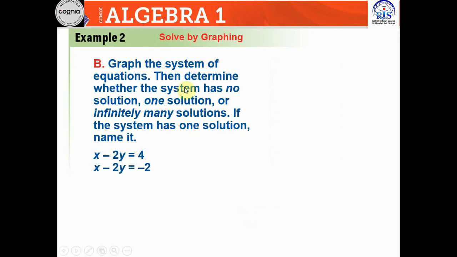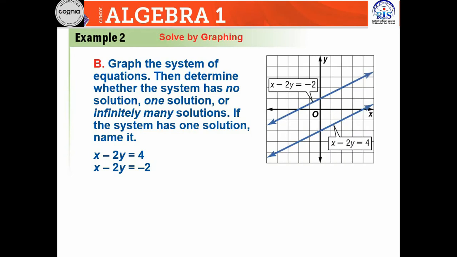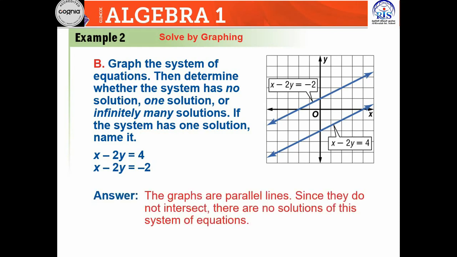Same, he gives me two equations, x minus 2y equals 4, x minus 2y equals negative 2, and he wants me to graph these two lines. After you make the two lines in slope-intercept form, which means you make y alone, you will find that the two lines have the same slope. When the two lines have the same slope, this means the two lines cannot intersect. This means here we have no solution. As you see here, the graphs are parallel lines. Since they do not intersect, there is no solution of this system of equations.